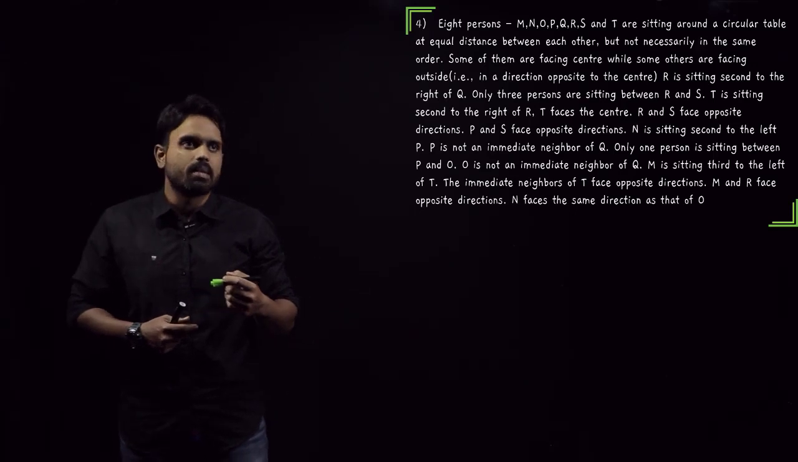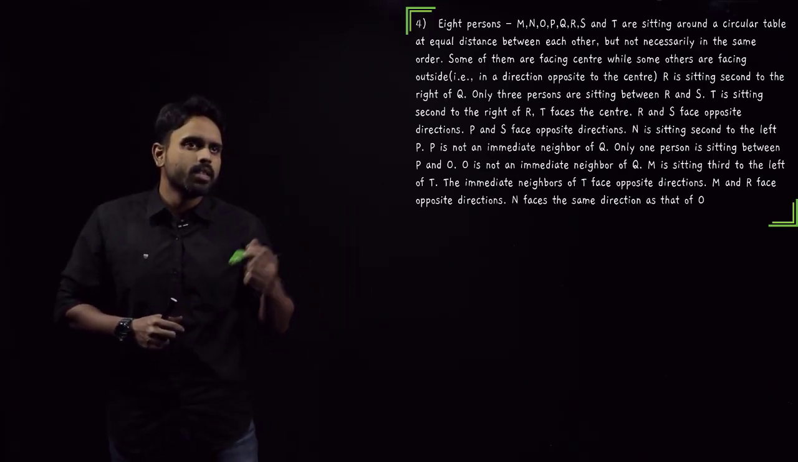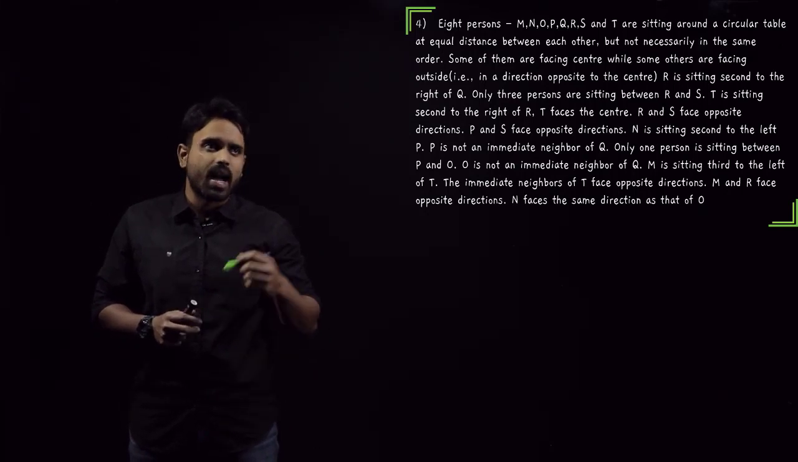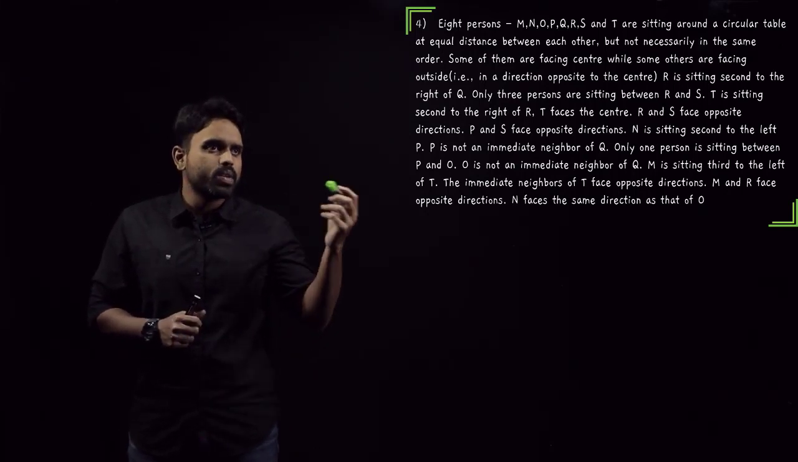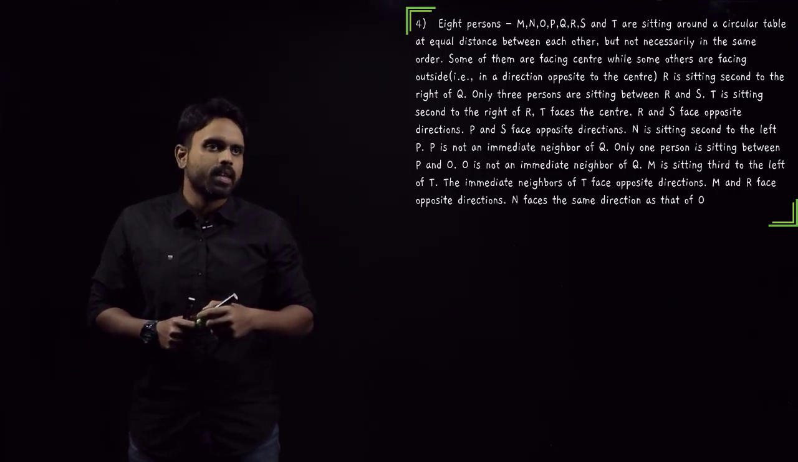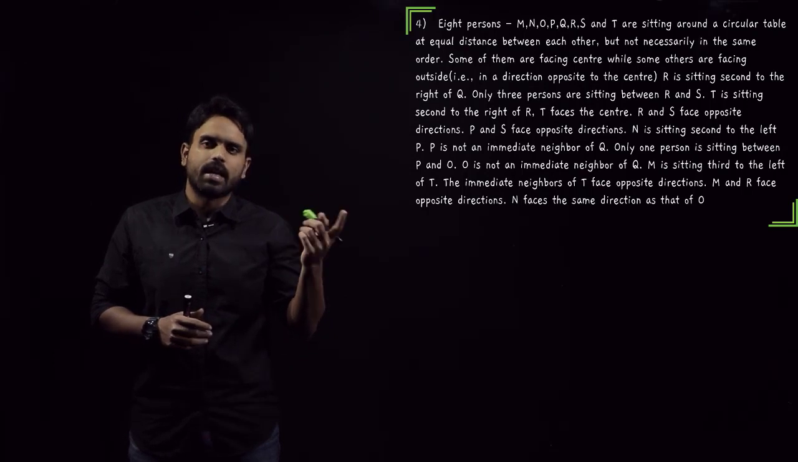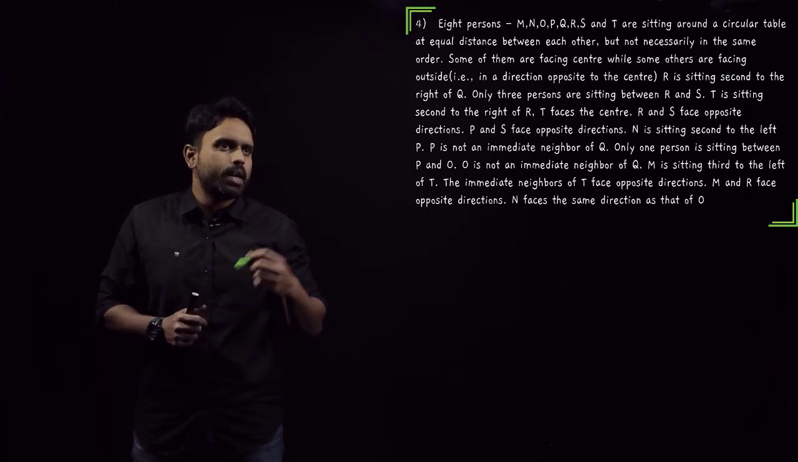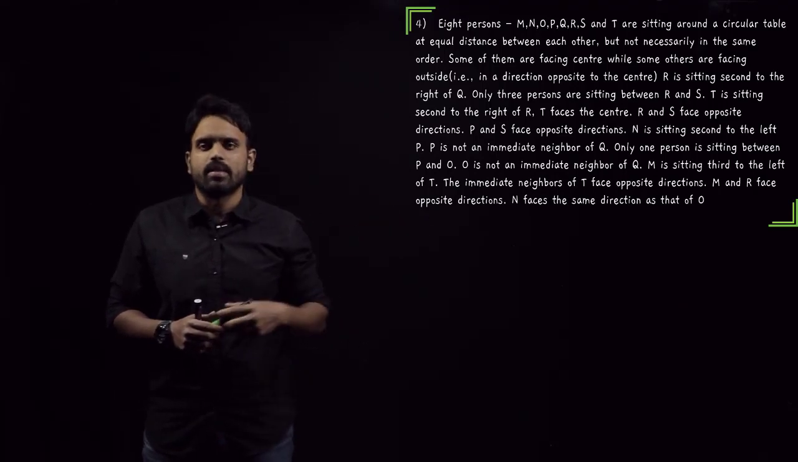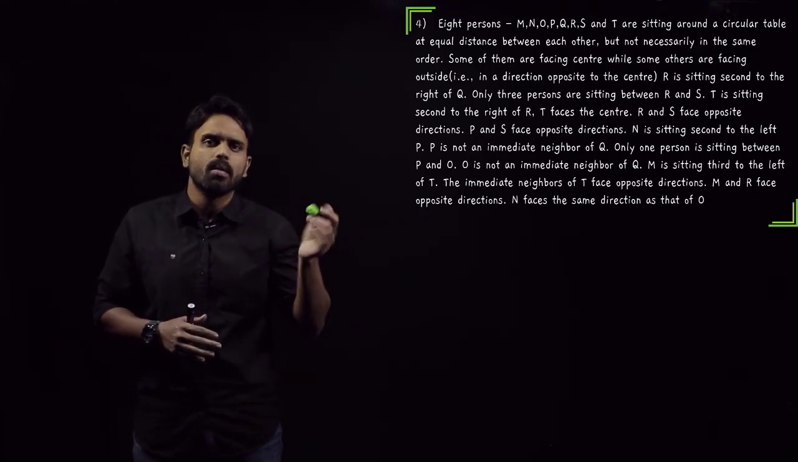Yes. So let's start with the first question that we have here. We are going to start with a question on circular arrangement, and the question will be something like this. The question says 8 persons M, N, O, P, Q, R, S and T are sitting around a circular table at equal distance between each other, but not necessarily in the same order. Some of them are facing the center while some others are facing outside. Kuch log andar dekh rahe hain to kuch log bahar dekh rahe hain.